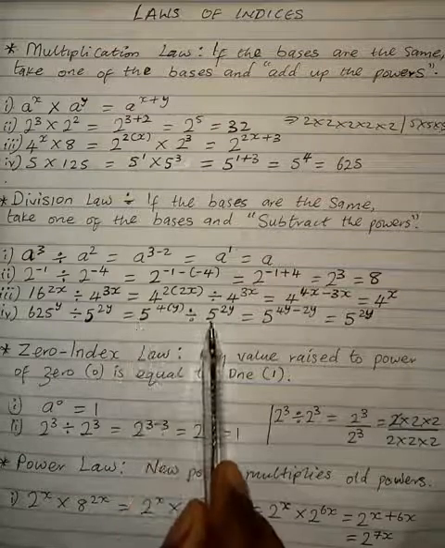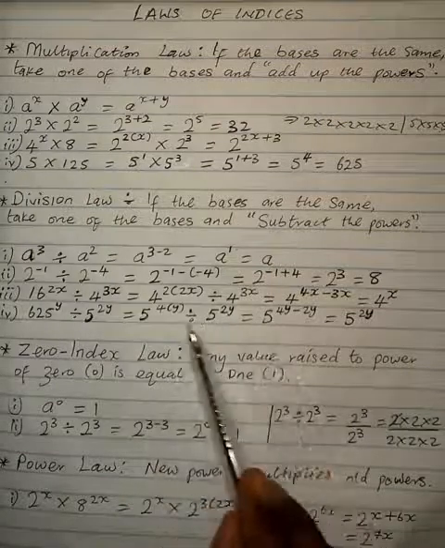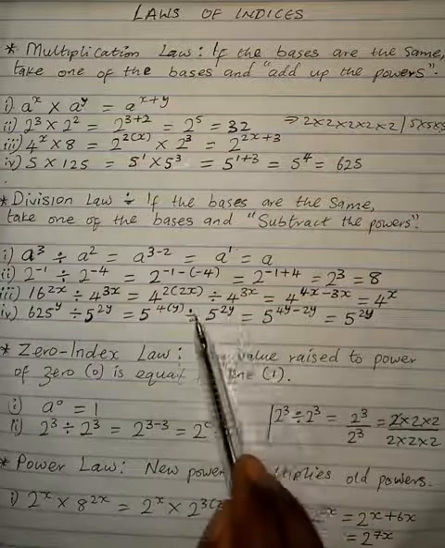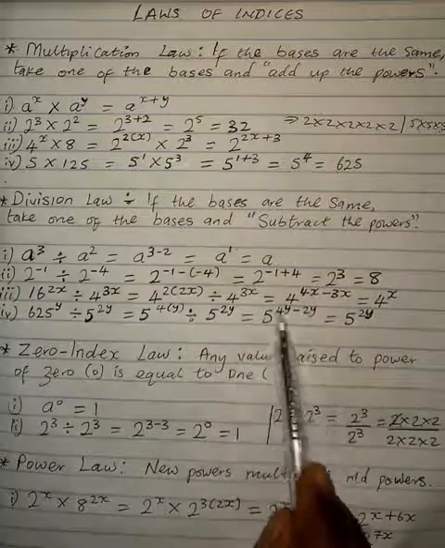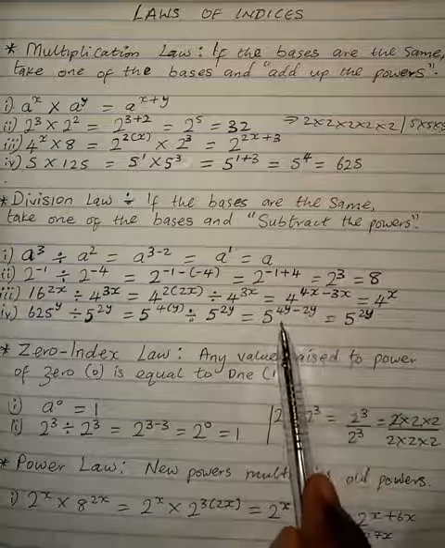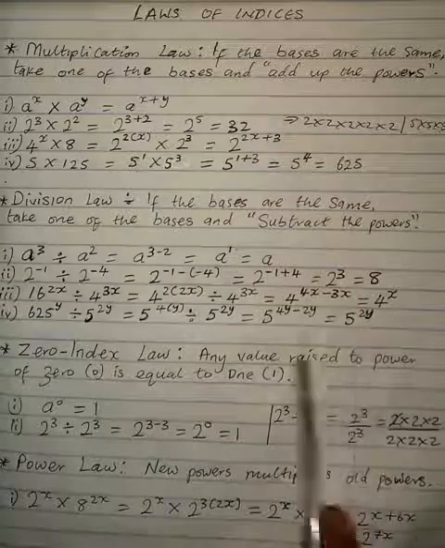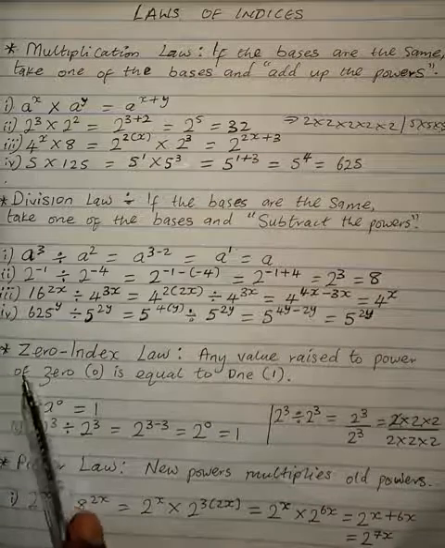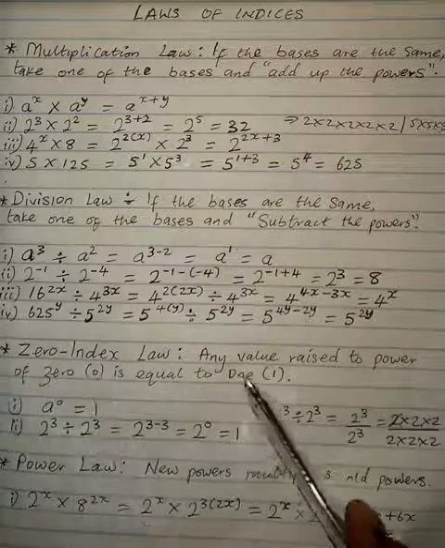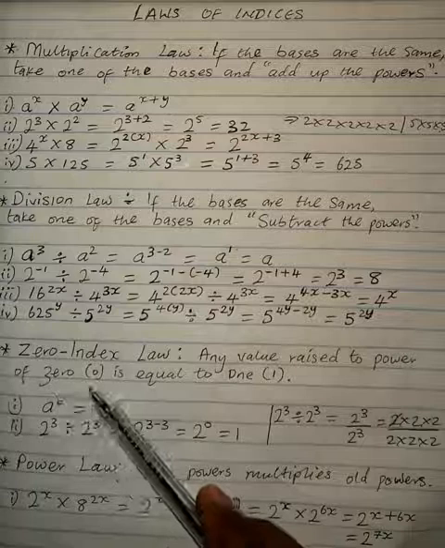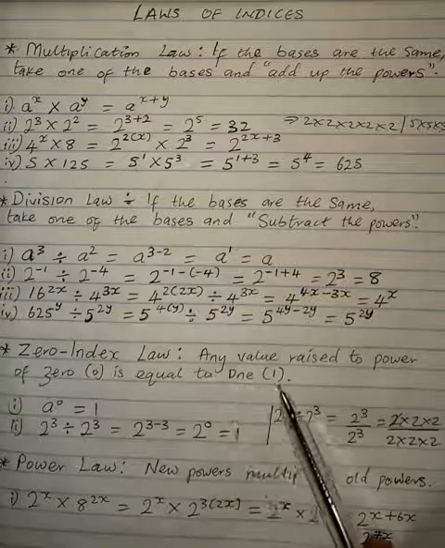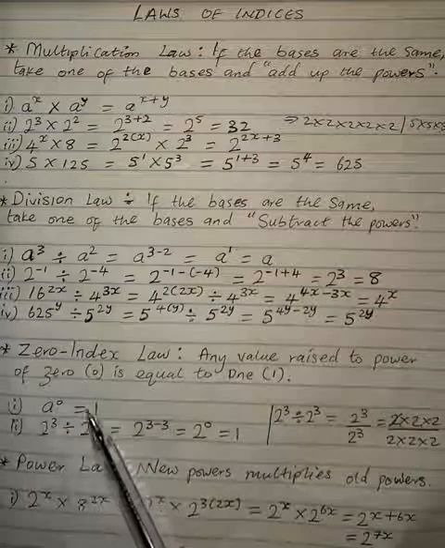Now the bases are the same. Okay, now take one of the bases. 4 times y is equals to 4y. Because of division, we say minus 2y, so 4y minus 2y is equals to 2y. So we have 5 raised to the power 2y. Now under the zero index law, we say any value raised to the power of 0 is equals to 1. Okay, now we have a raised to the power 0 is equals to 1.